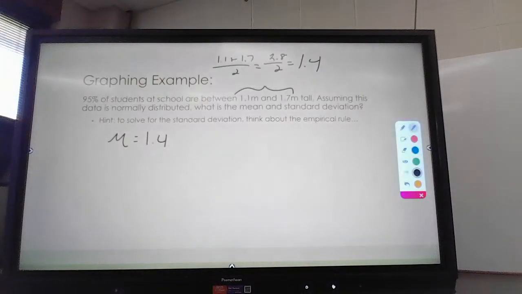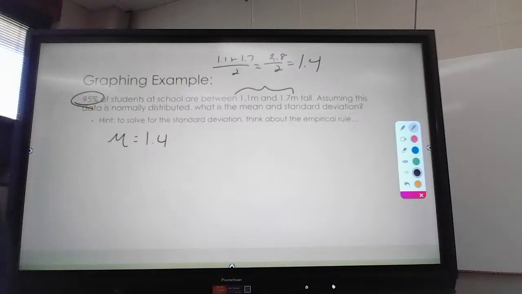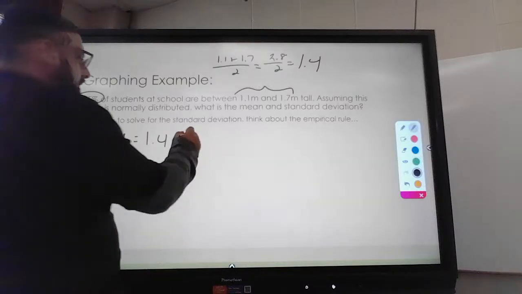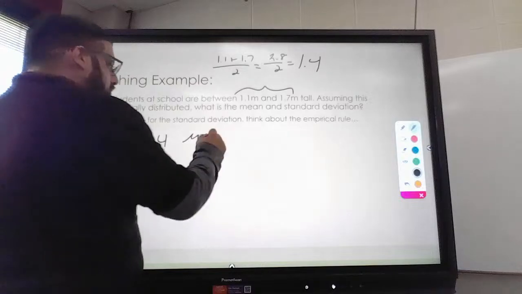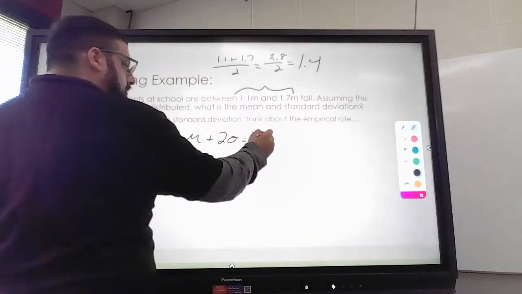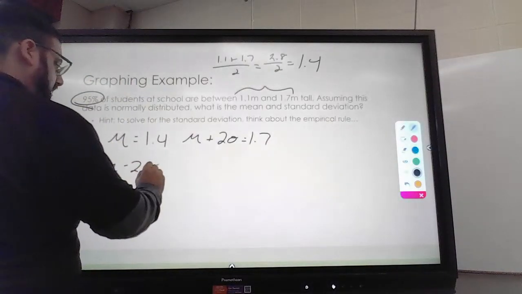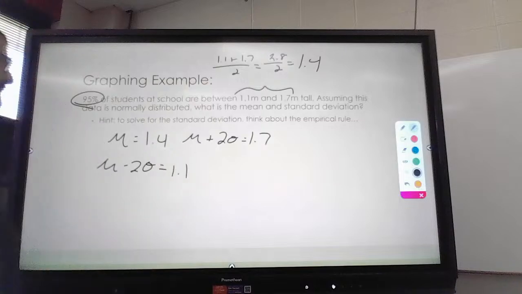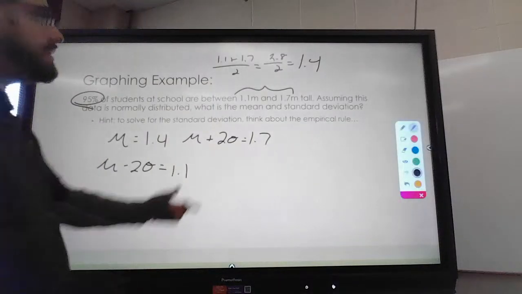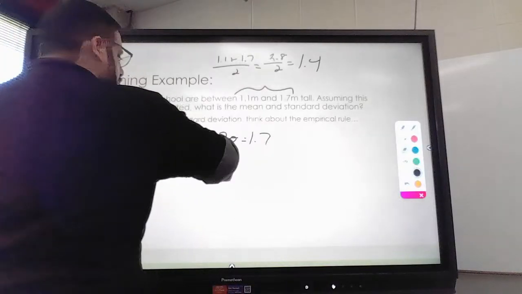Now, to find the standard deviation, again, let's go back to the empirical rule. 95% of the data lies between 1.1 and 1.7 meters tall. That means that the average plus 2 times the standard deviation is equal to 1.7, and the average minus 2 times the standard deviation is equal to 1.1. Well, it's a good thing I know what my mean is. It's 1.4. So let's substitute that and solve for the standard deviation.